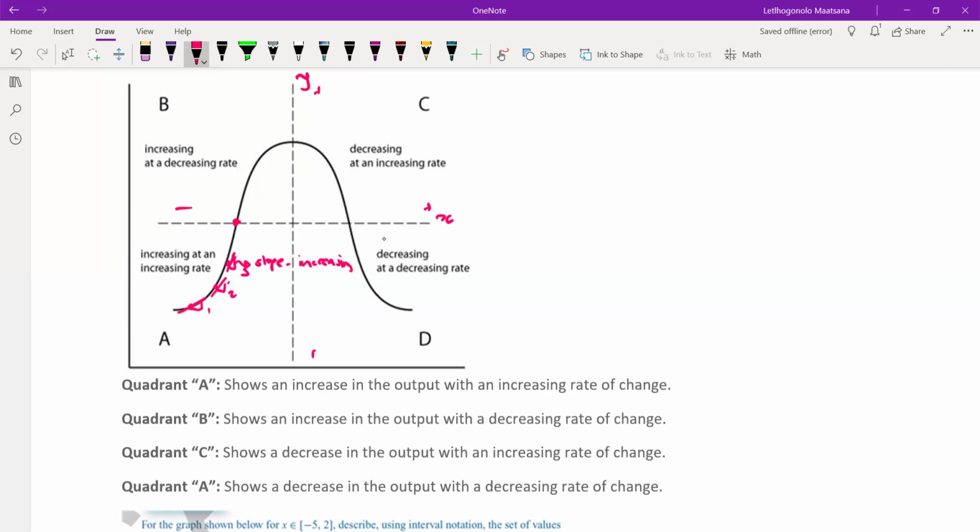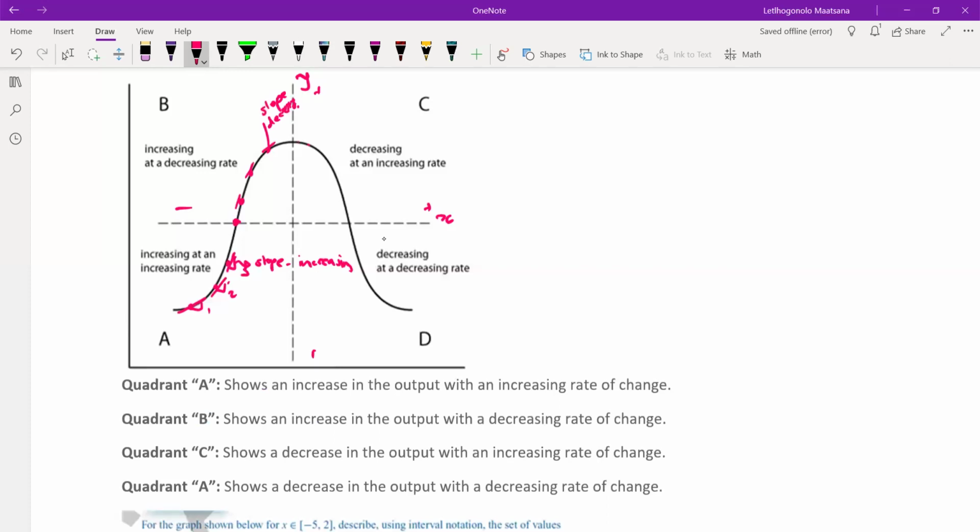In B, we're still going from negative to positive values. But we will see that if we draw a tangent to our graph, we will notice that the slope is decreasing. The rate of change is decreasing, even though our graph is increasing.